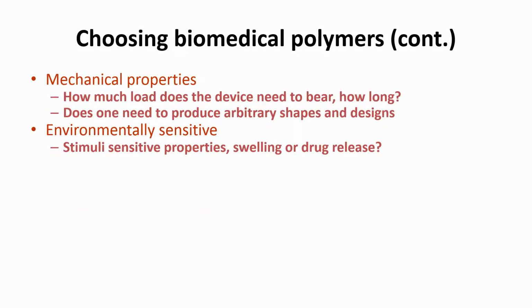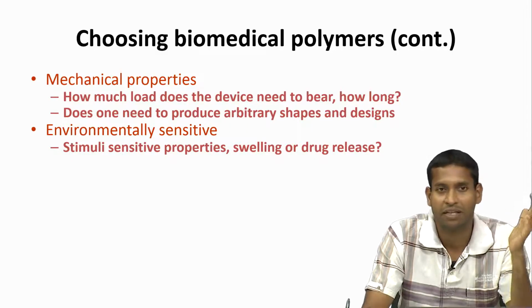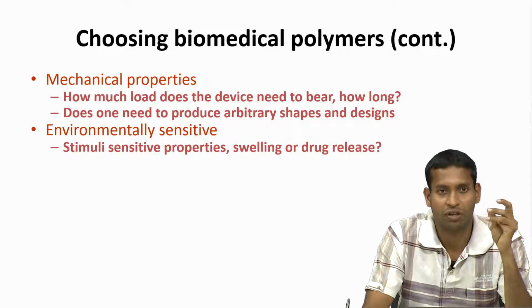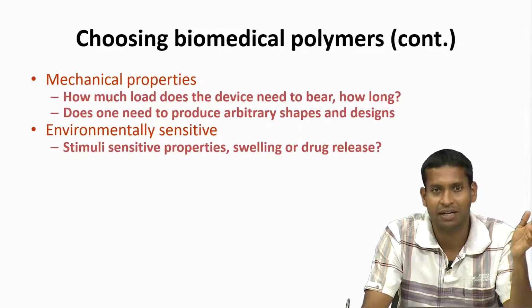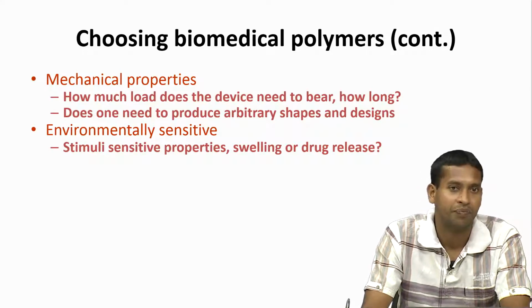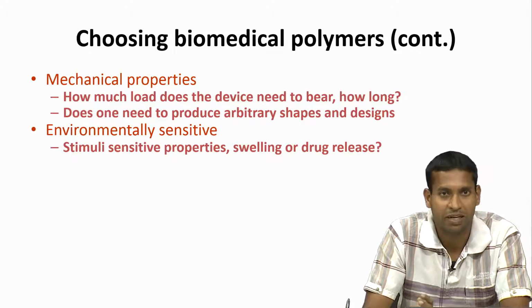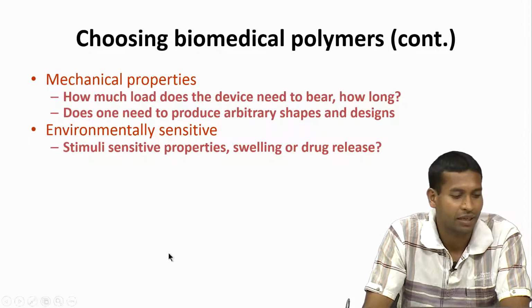Further on that, mechanical properties are important. How much load does the device need to bear? If it is a bone implant, you need it to be structurally very stable. If it is something that you are just putting under the skin for something to release out, it does not really need to bear any kind of load. So, the mechanical properties of those implants will be very different. Do we need a defined shape, or is the shape not very important? All of these become important in that case.